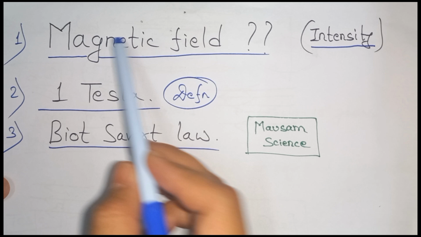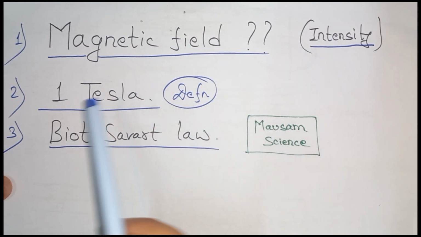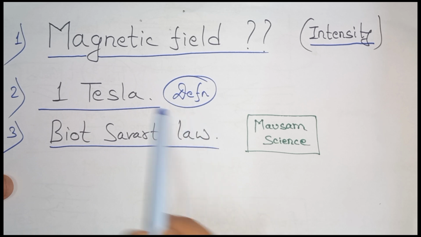Okay, today we have learned about magnetic field and magnetic field intensity and the definition of 1 Tesla and Biot-Savart's law.